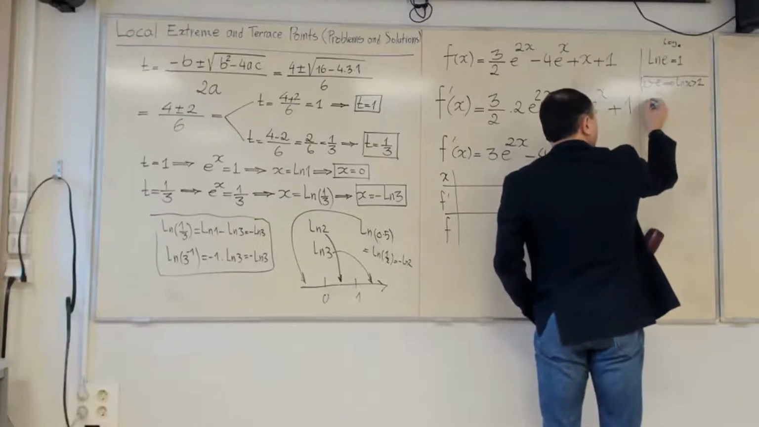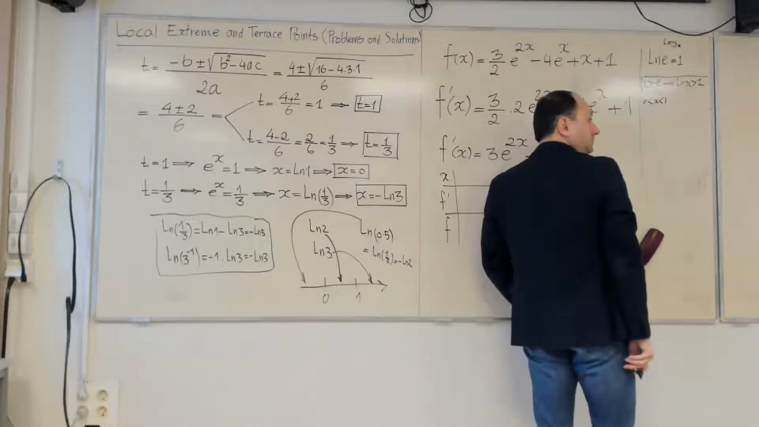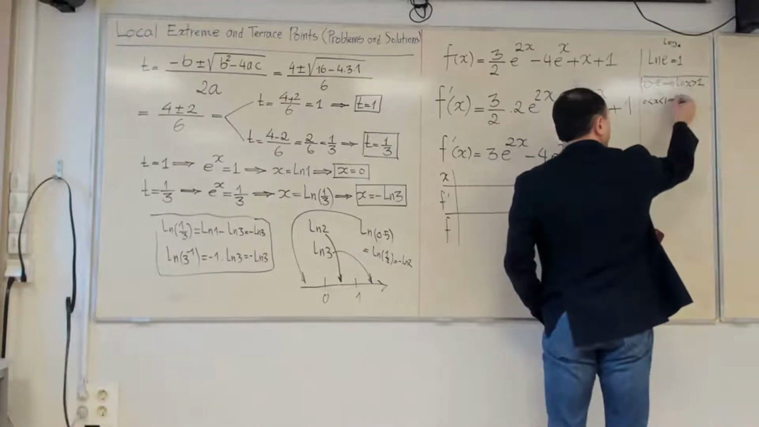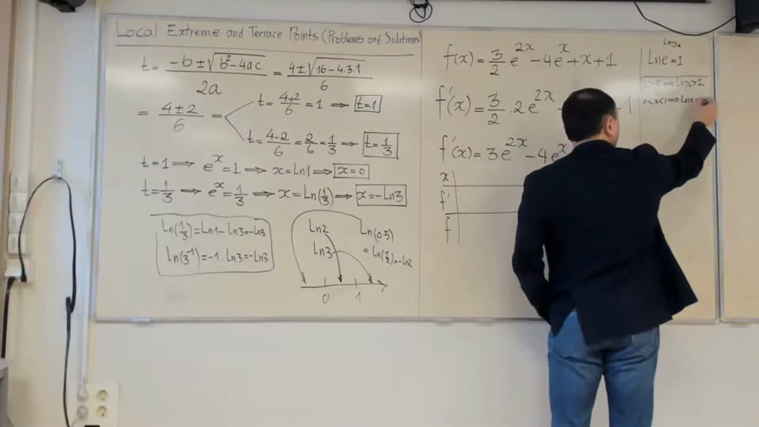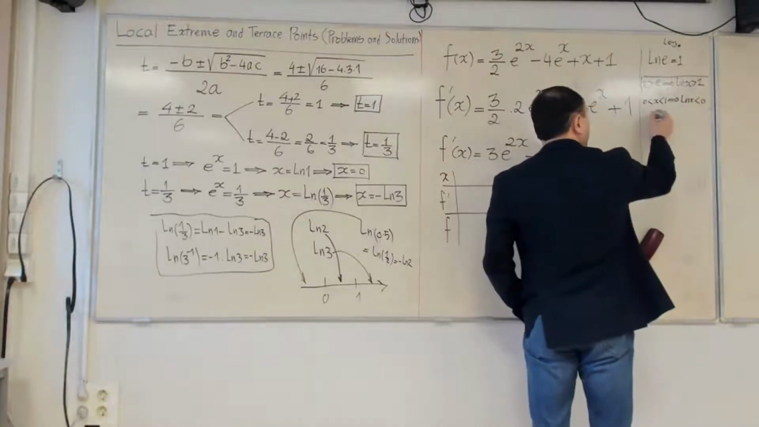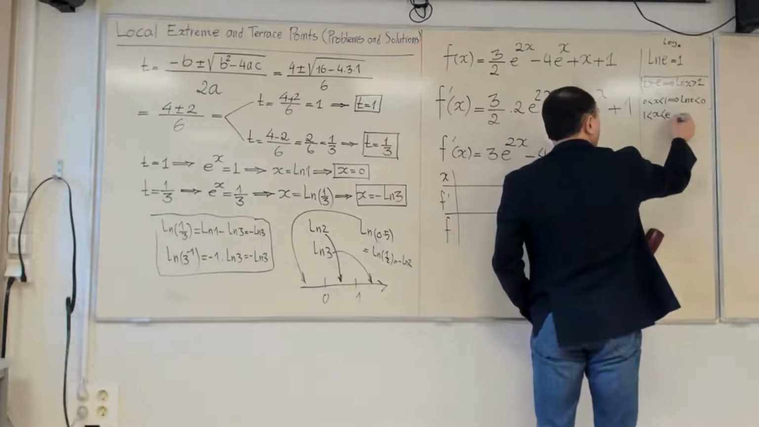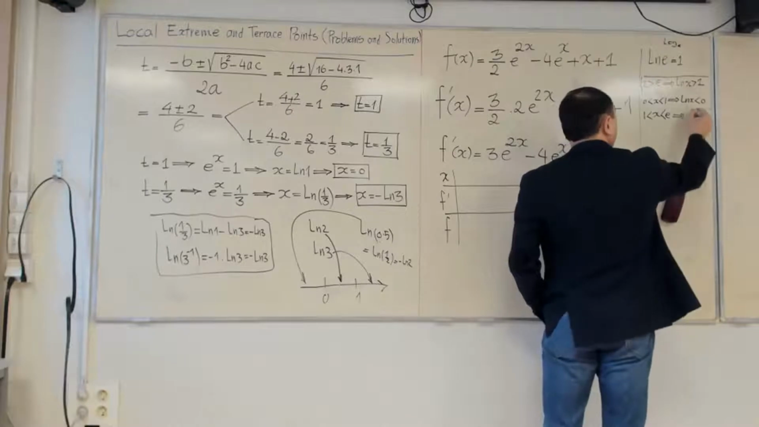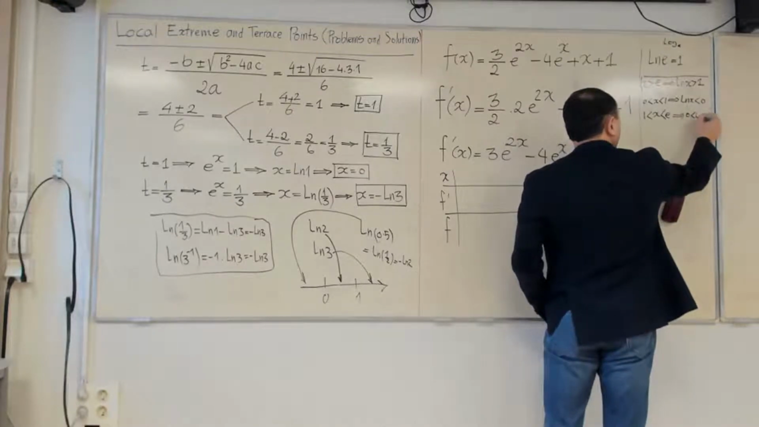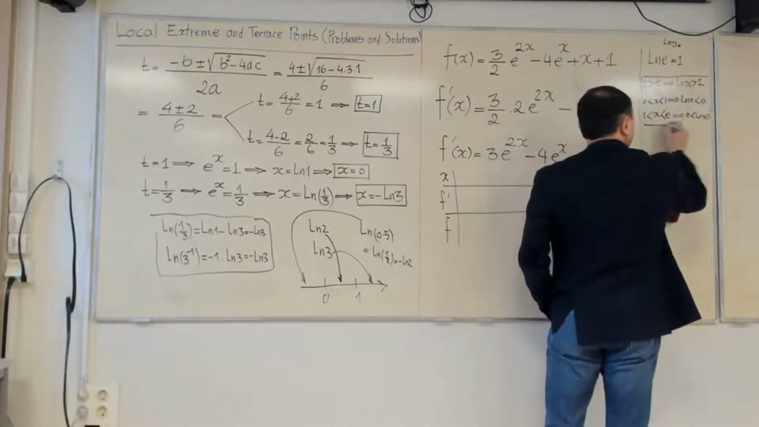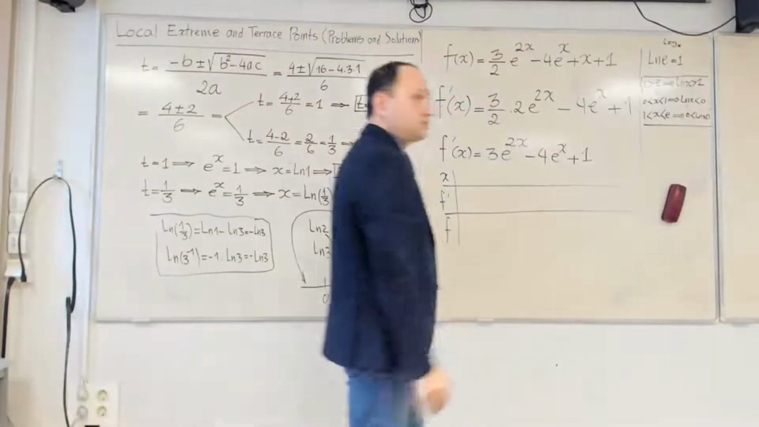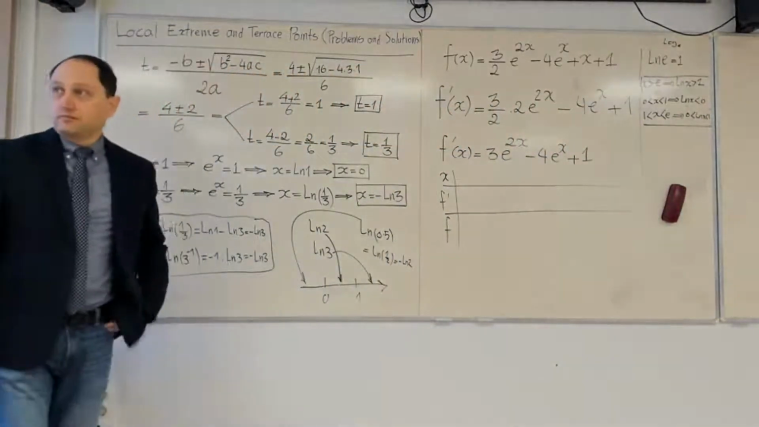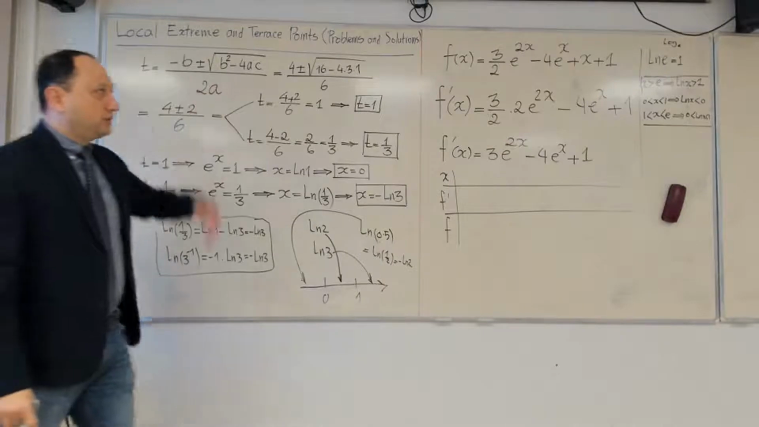So if x is positive but smaller than 1, then what happens? Ln of x is a negative value. And if x is greater than 1 but smaller than e, then ln of x is bigger than 0 but smaller than 1. So these are the ideas that are good to know. And don't worry, you don't need to memorize.